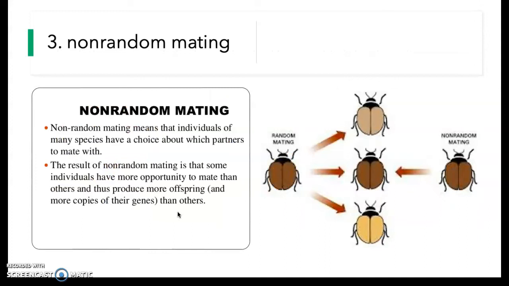We've also got non-random mating. And again, that simply means that individuals choose their partners. So as a result of non-random mating, some individuals are going to have more of an opportunity to mate than others. Thus, they're going to pass on their genes to their offspring.